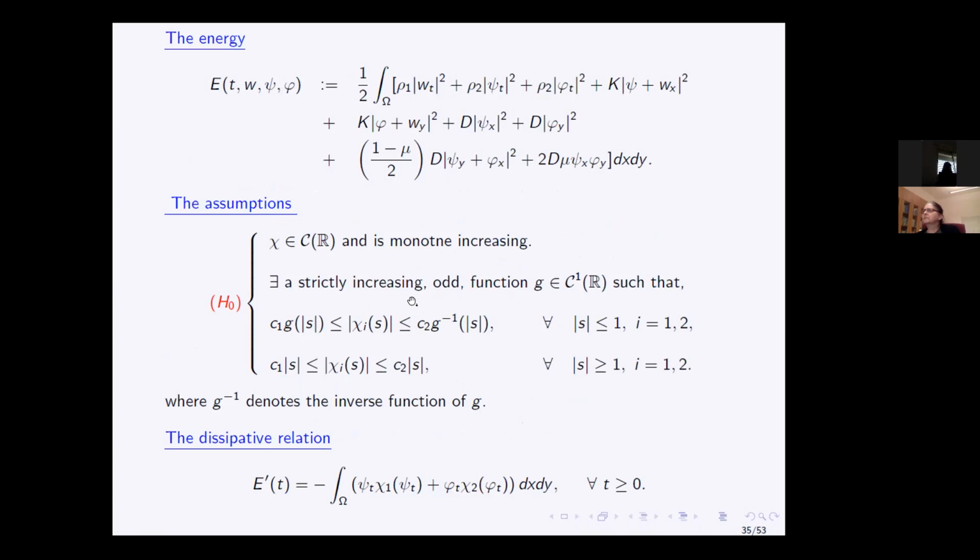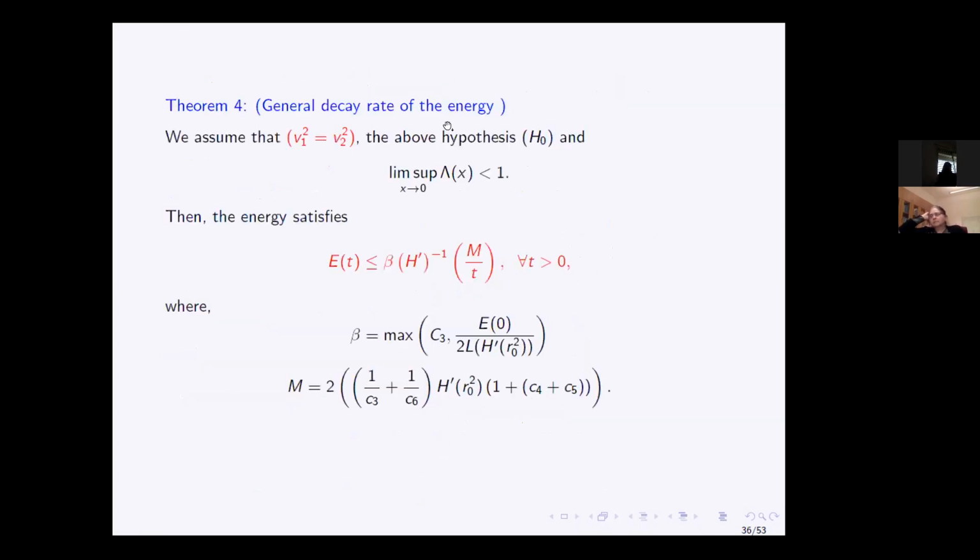The dissipation relation is obtained. Of course, it depends on the two nonlinear dampings. The general result is as follows. Under the condition that V1 square is equal to V2 square, and we assume that this function has a limit less than 1, then the energy satisfies this expression, this general and explicit estimate.